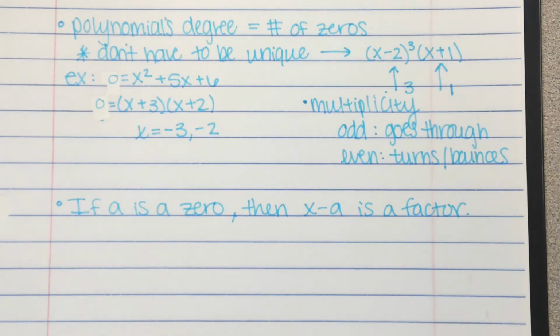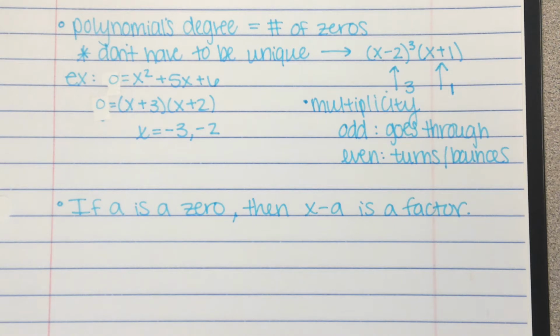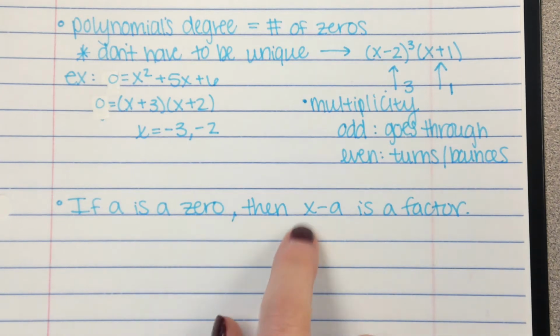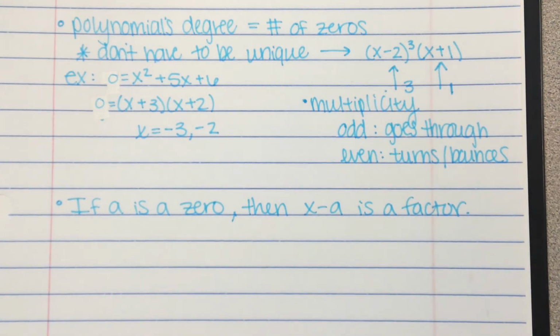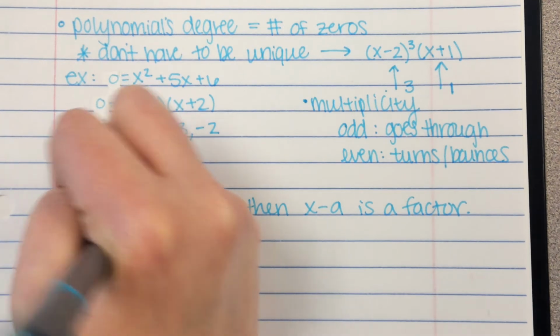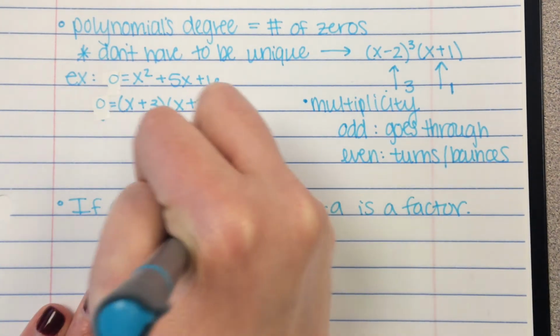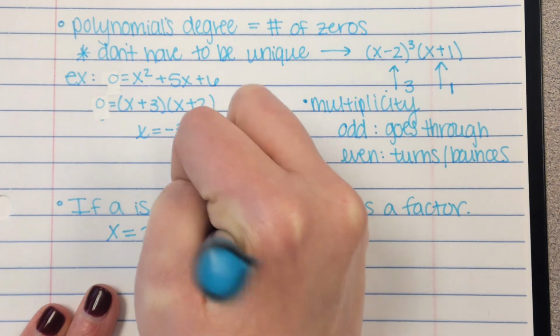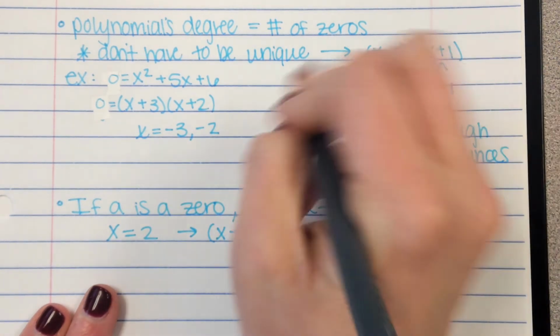Now, there's a theorem in algebra, and it really makes everything that we're going to do today possible. We're not going to worry about the name. We're not going to worry about writing out the actual formal theorem. What you need to know is if A is a 0, then x minus A is a factor. So that means if your x-intercept is -3, then x plus 3 is a factor. An example of that would be if I get x equals 2, then the factor x minus 2 is a factor.